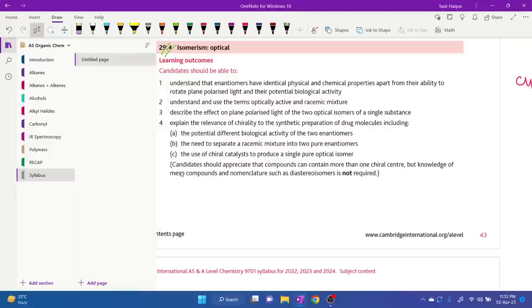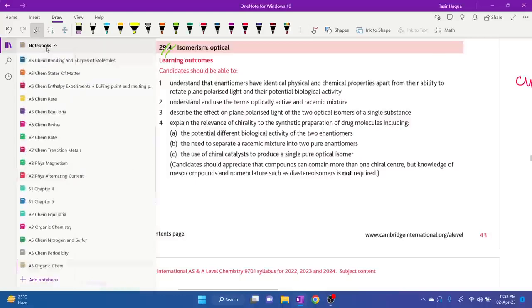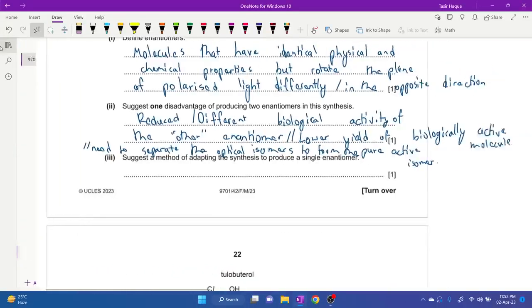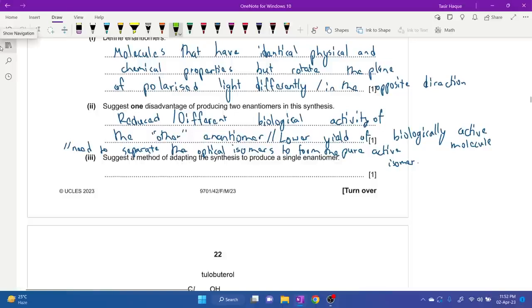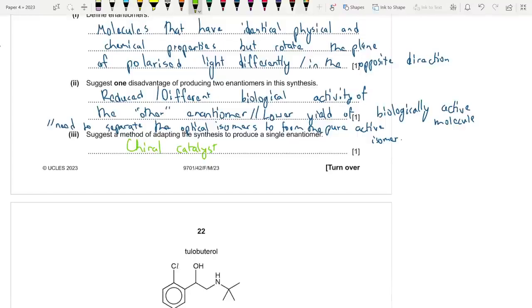What is a racemic mixture? It is a mixture containing an equimolar amount of each enantiomer. So what is the relevance of chirality? The potentially different biological activity, the need to separate a racemic mixture, and the use of chiral catalysts to produce a single pure optical isomer. See, it's all in the syllabus, guys. So the answer should be to use a chiral catalyst. Perfect. We're almost at the end, guys. We don't have much left.